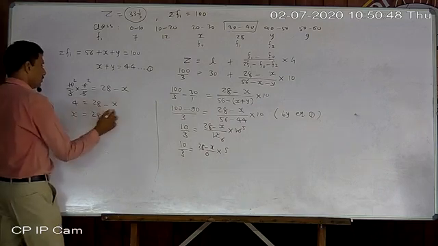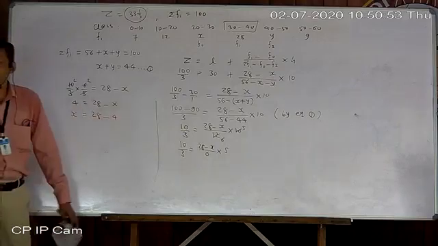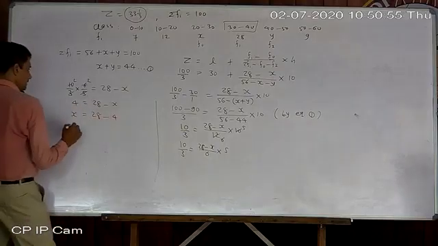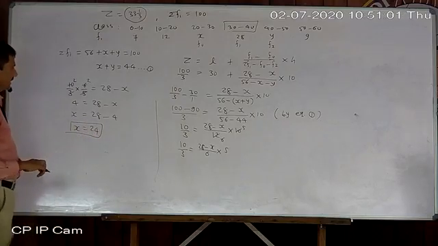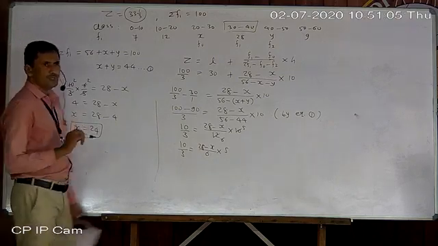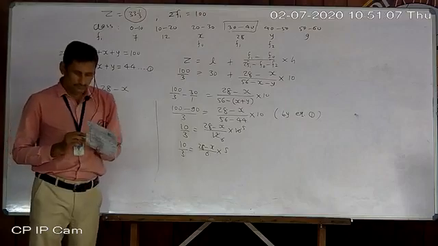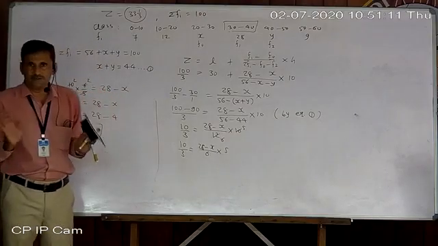Now x itself is negative here, so set itself only so that it becomes positive. So 4 will go that side. So 28 minus 4, so x equal to 24. Okay, so that is our first answer, x equal to 24.